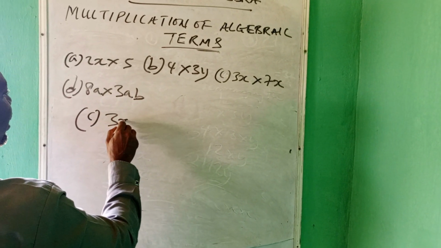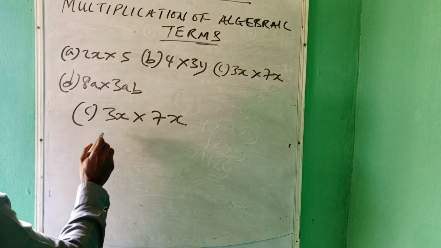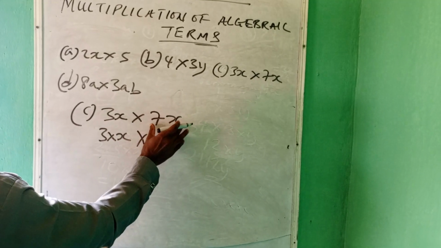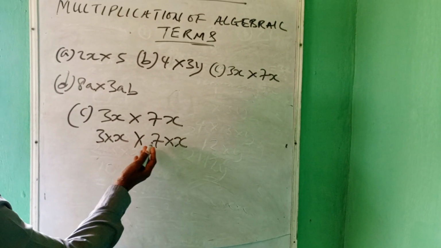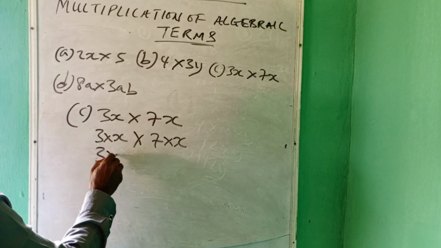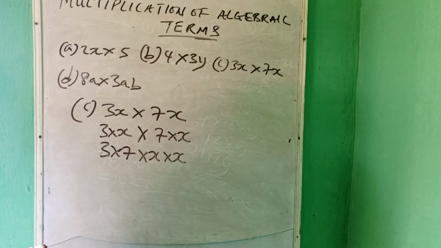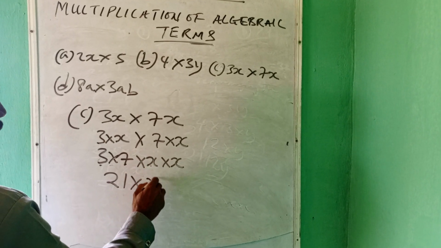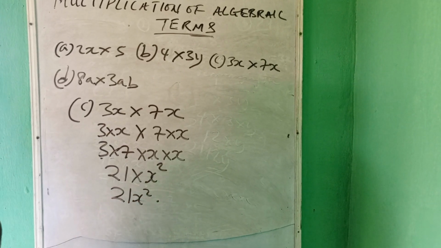We have 3x times 7x. So if you expand 3x, you have 3 times x. Then this times comes here. You expand 7x, you have 7 times x. Then you rearrange the terms. The numbers will come together, the x will come together. So you have 3 times 7 times x times x. So 3 times 7 is 21, times x times x is x squared. So this will now give you 21x squared.